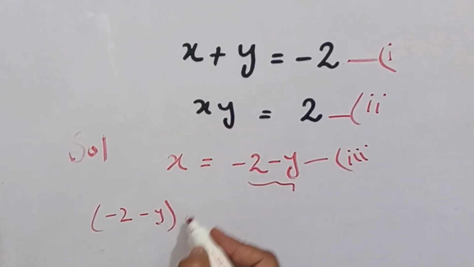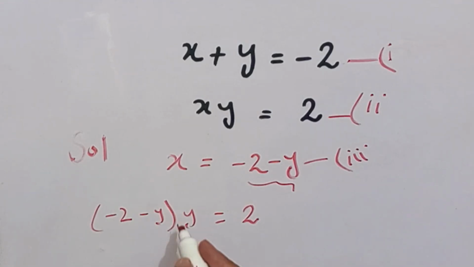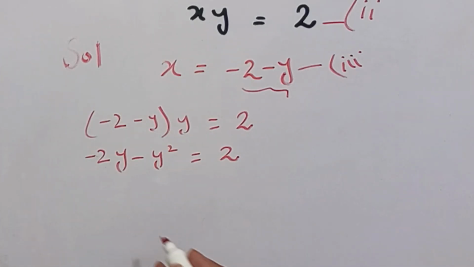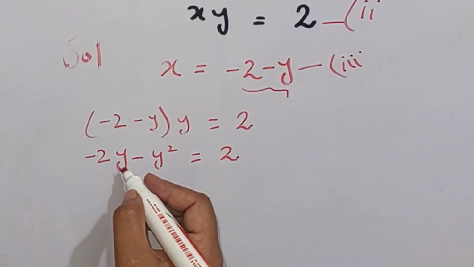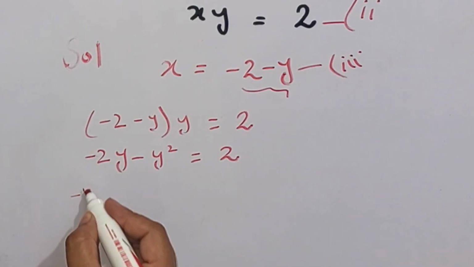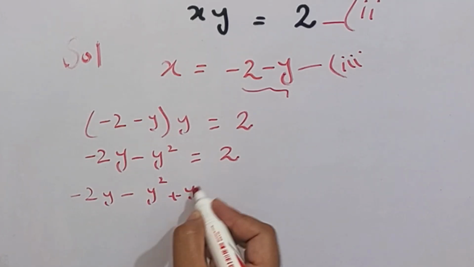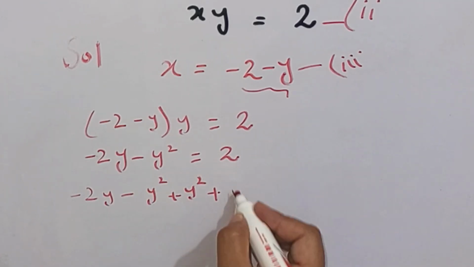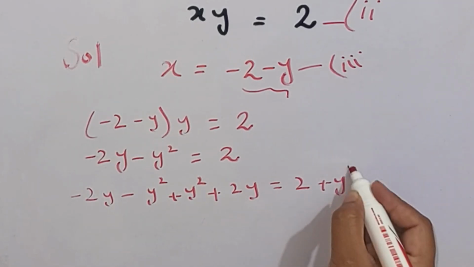The next is y, which is equal to 2. Now we multiply these two values, then we get -2 times y, and negative y square is equal to 2. In the next step, we add y square and 2 times y on both sides of this equation.